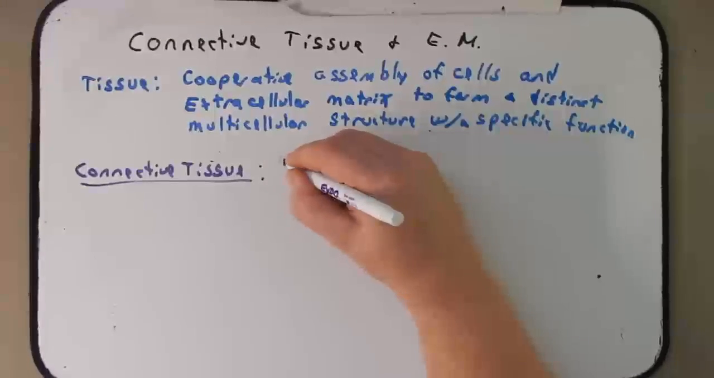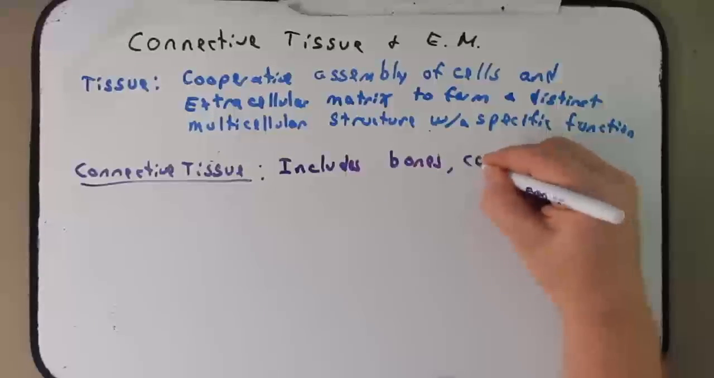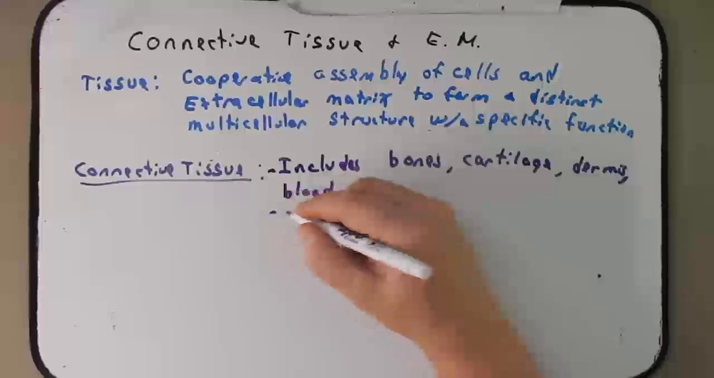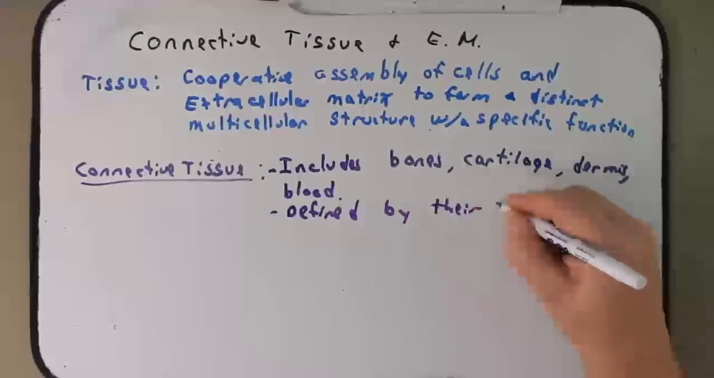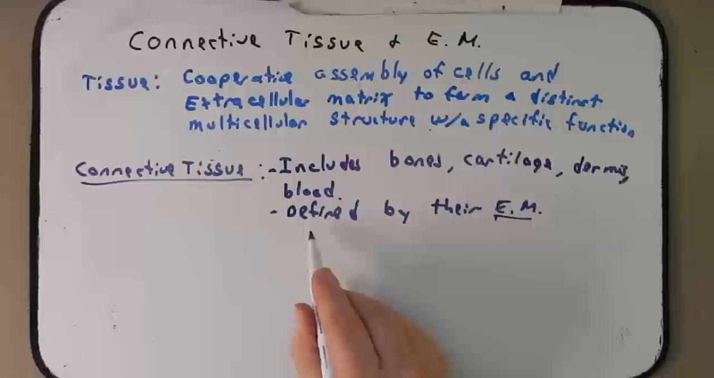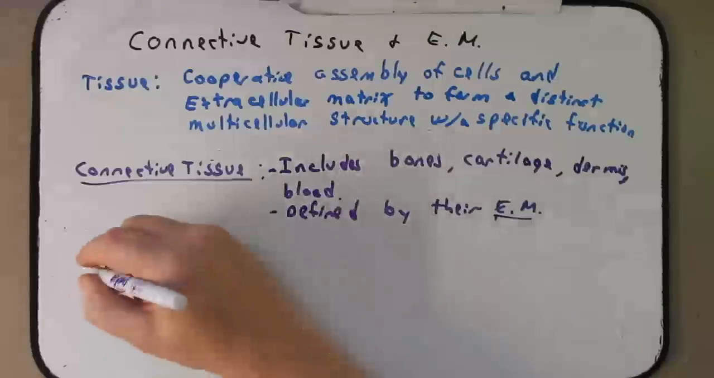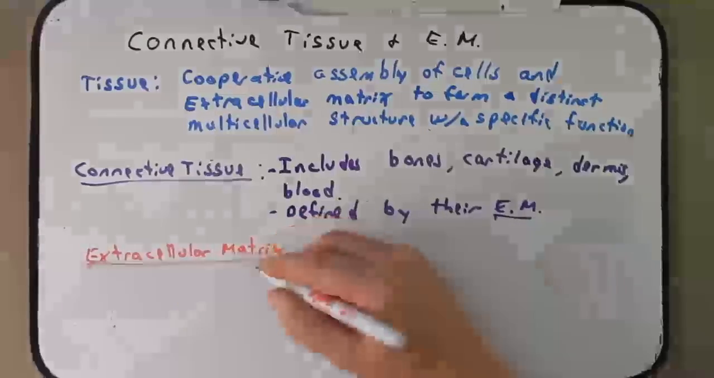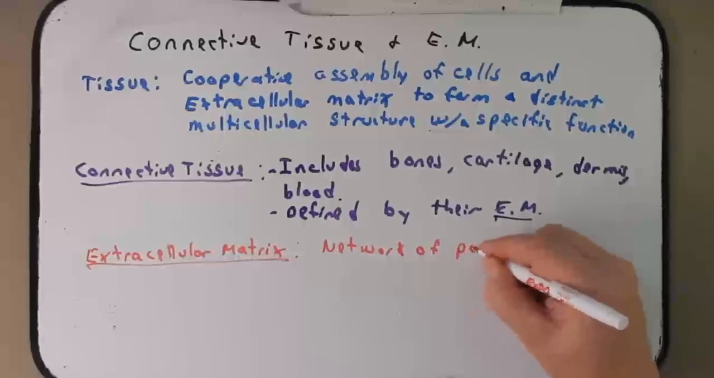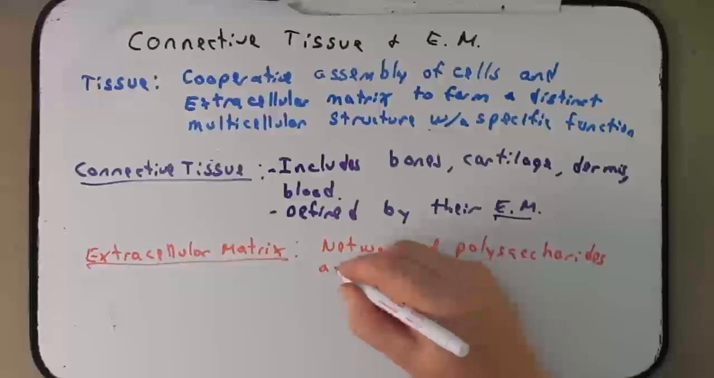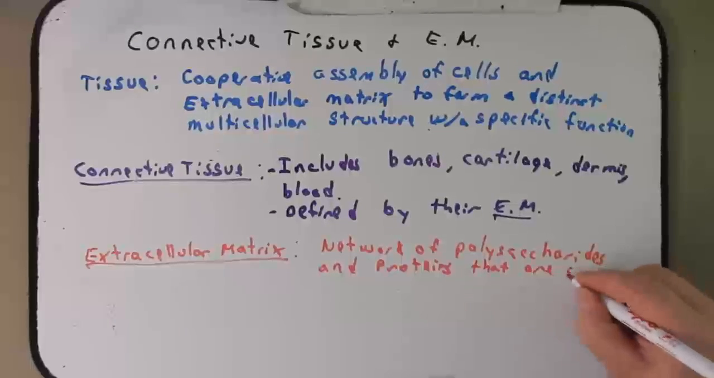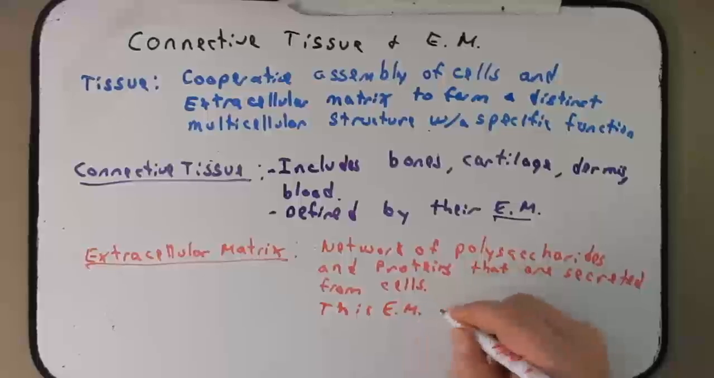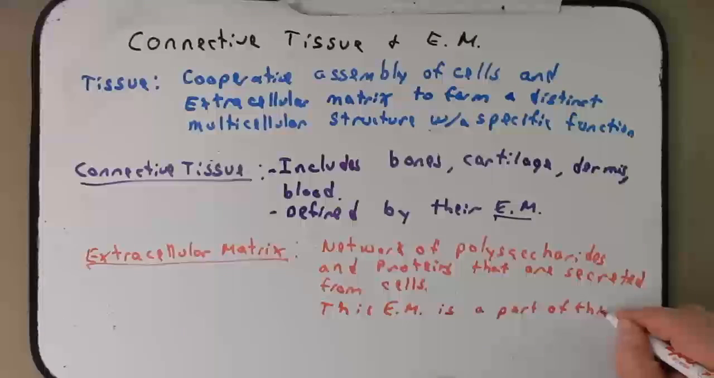Since we're talking about connective tissues in this section, let's define connective tissue. Connective tissue includes bones, cartilage, the dermis, the part of our skin below the epidermis, and blood. Connective tissues are defined largely by their extracellular matrix. Since the connective tissues are largely defined by the extracellular matrix, it's important now to define the extracellular matrix. A lot of definitions here. The extracellular matrix is a network of polysaccharides and proteins that are secreted from cells.